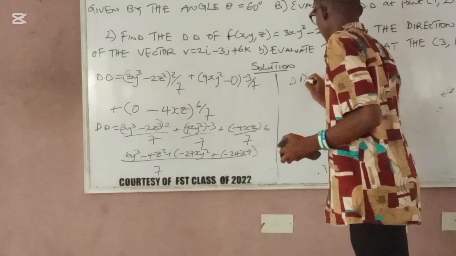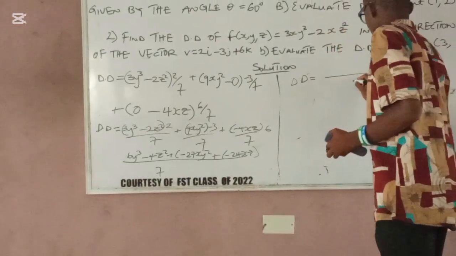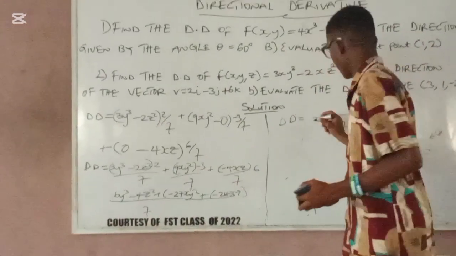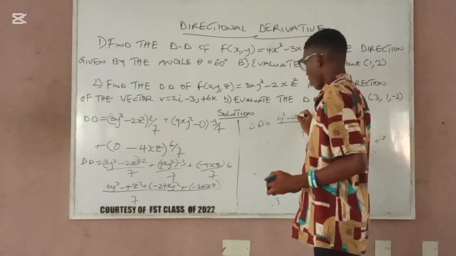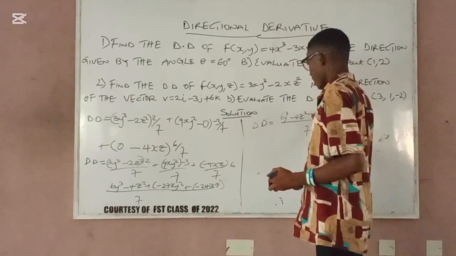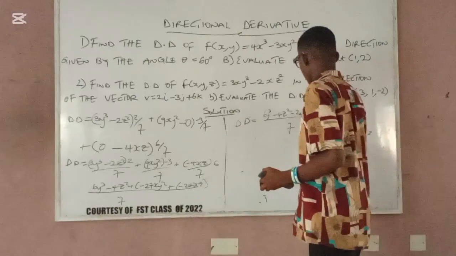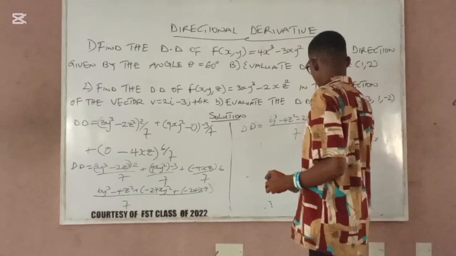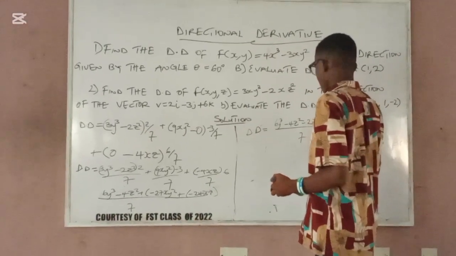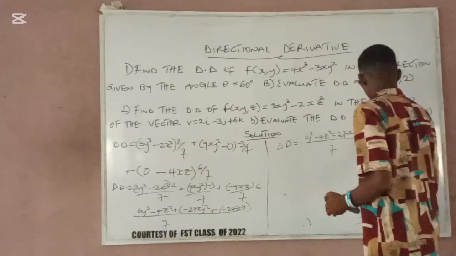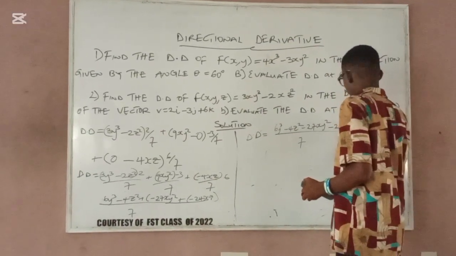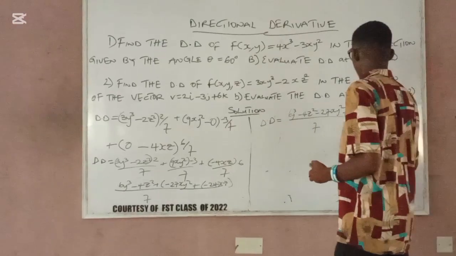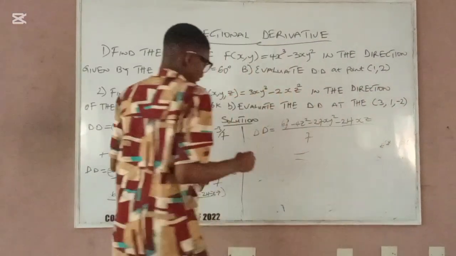The directional derivative now DD equals 1 over 7 of 6y cubed minus 4z squared minus 27xy squared minus 24xz. These are the directional derivatives.